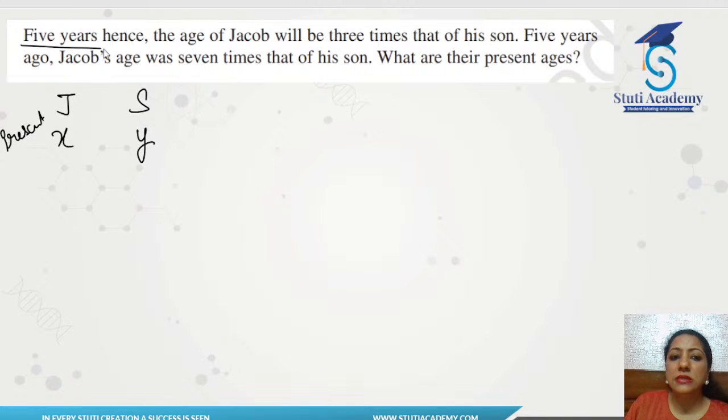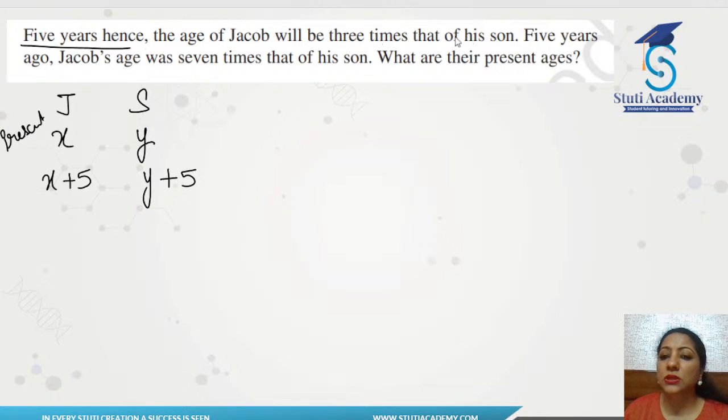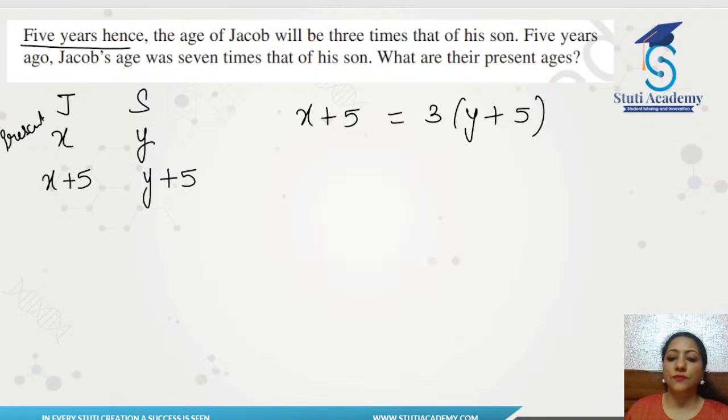Now 5 years hence, that means after 5 years, what is going to happen? This would be X plus 5 and this would be Y plus 5. Now 5 years hence, the age of Jacob will be 3 times that of his son's age. So Jacob's age would be 3 times son's age. So this is about 5 years from now. Now coming to 5 years ago, that means 5 years back, X minus 5 and Y minus 5. Jacob's age would be X minus 5, son's age would be Y minus 5.